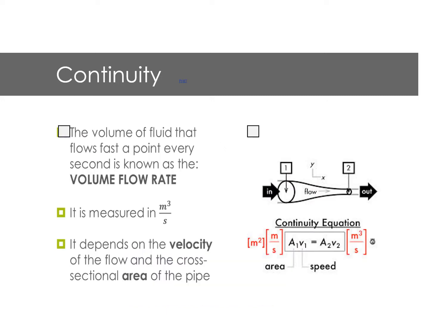Continuity is the volume of the fluid that flows past a point every second. That is known as the volume flow rate. It's important to note that it is measured in meters cubed per second. It depends on the velocity of the flow and the cross-sectional area of the pipe.